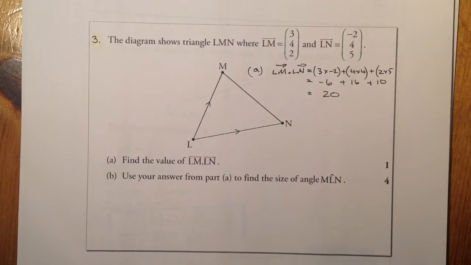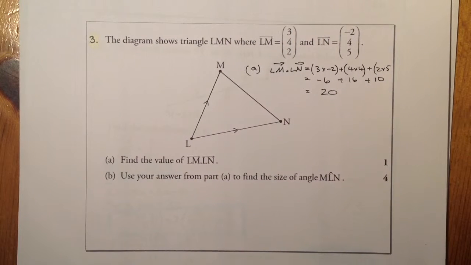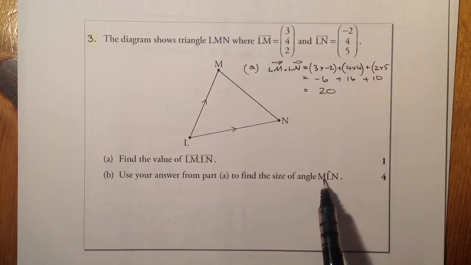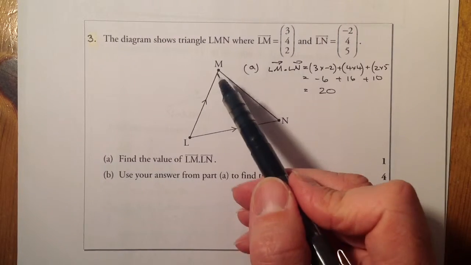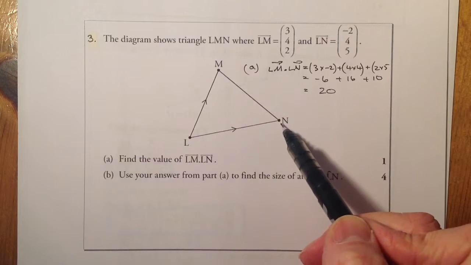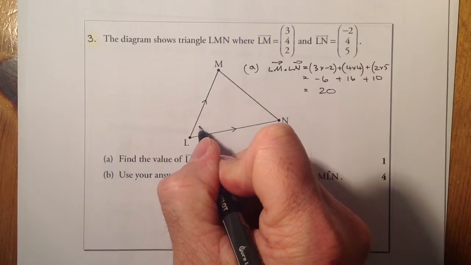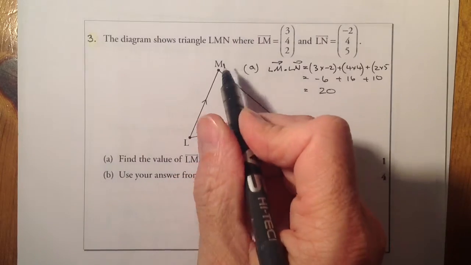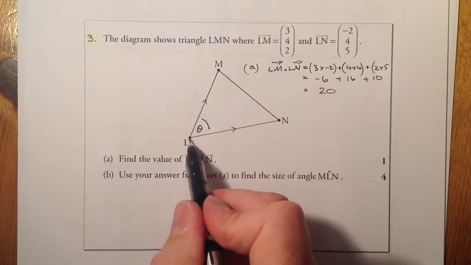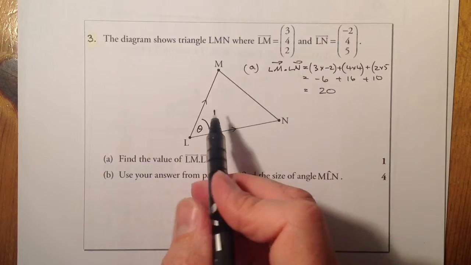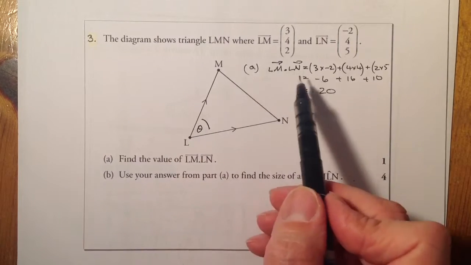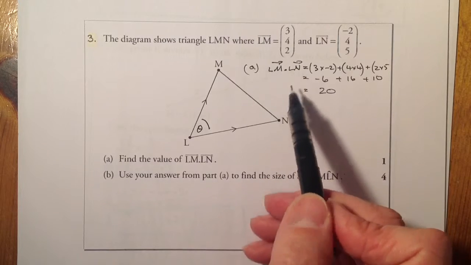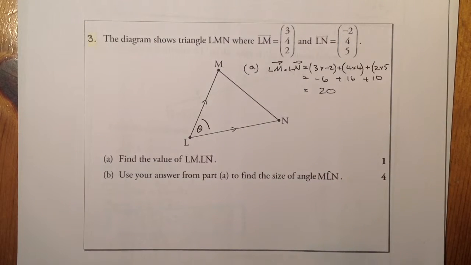Right, for part B, I'm going to use this answer up here to find the size of angle MLN. So if I look at the diagram, when I'm trying to work out an angle, and the angle that I'm interested in is the angle that's in there, I need to work with the vectors that are pointing away from the vertex, away from this corner here, and they are at the moment. And I already have the scalar product, or the dot product, from part A.